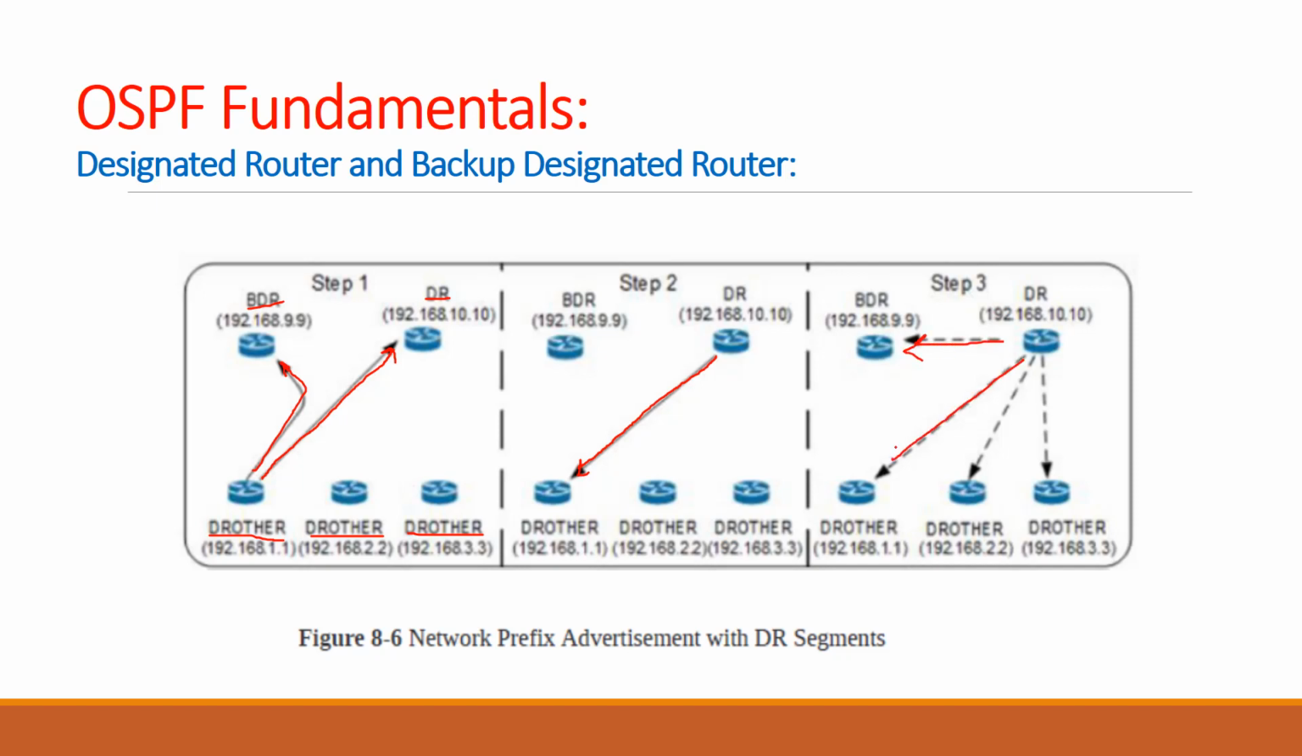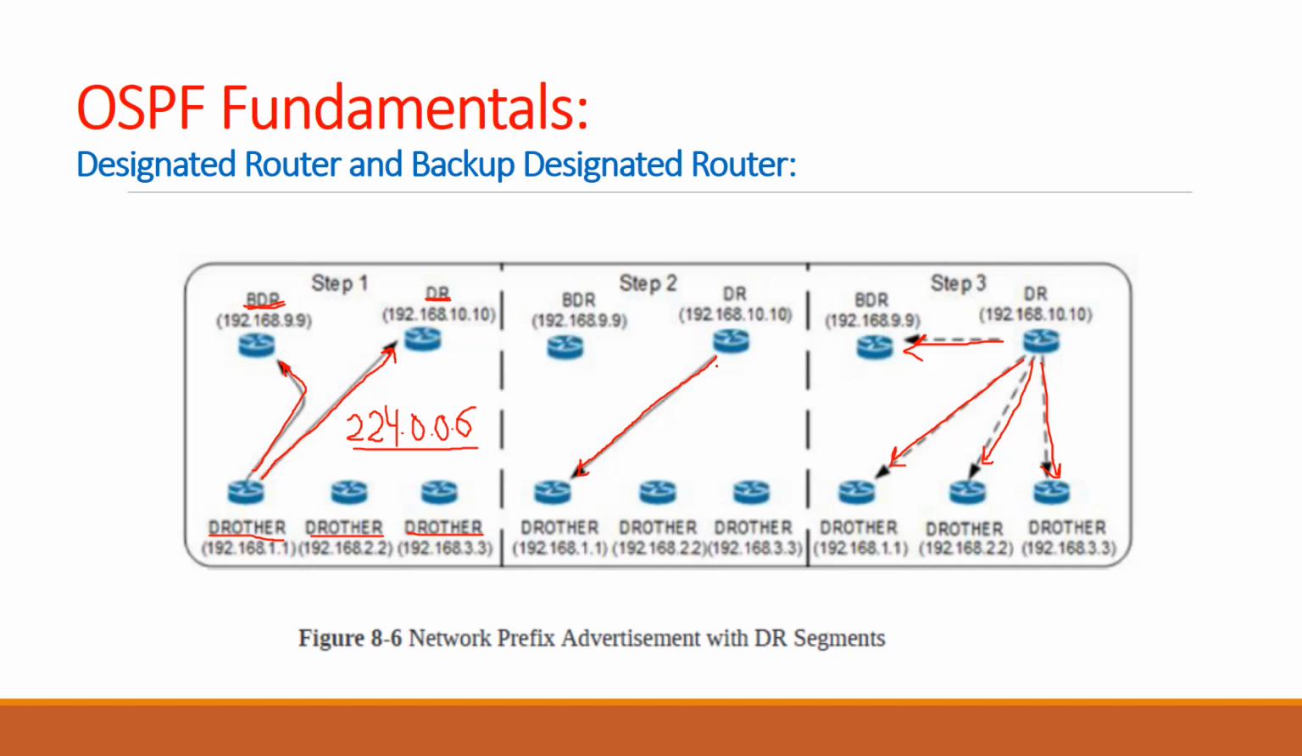all SPF, or shortest path first, routers. So in this case, the address will be 224.0.0.6. Why? Because it is all DR routers, designated routers, which means the DR and the BDR. This is the multicast address.